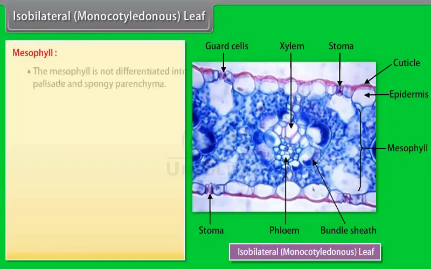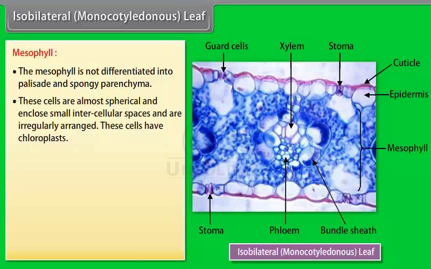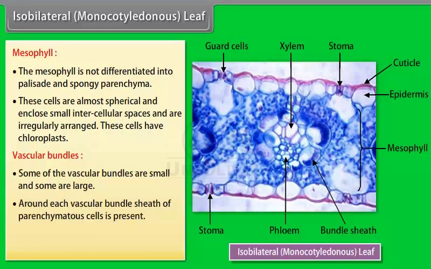Mesophyll. The mesophyll is not differentiated into palisade and spongy parenchyma. These cells are almost spherical and enclose small intercellular spaces and are irregularly arranged. These cells have chloroplasts. Vascular bundles. Some of the vascular bundles are small and some are large. Around each vascular bundle, a sheath of parenchymatous cells is present. Vascular bundles are conjoint, collateral and closed.